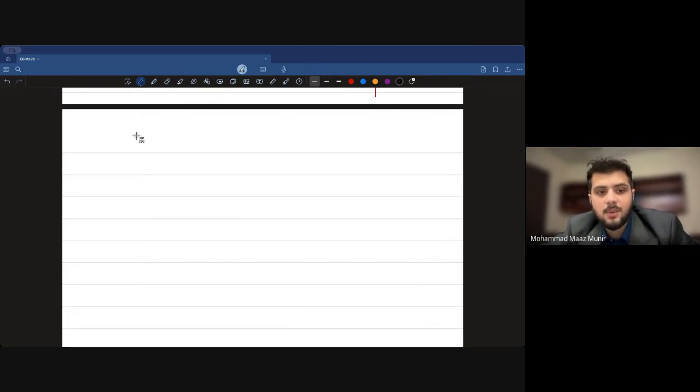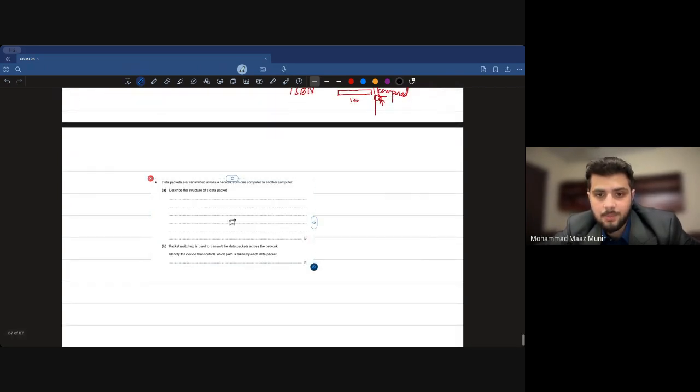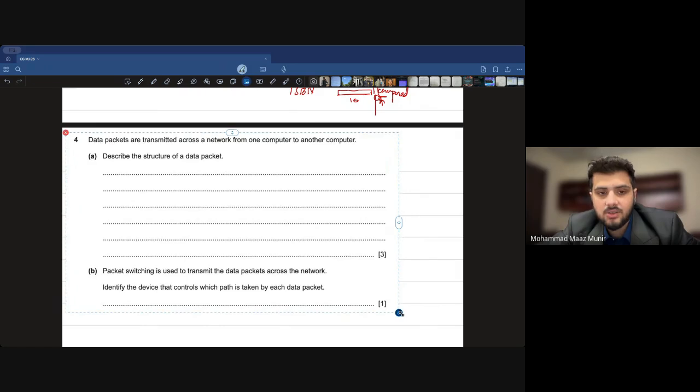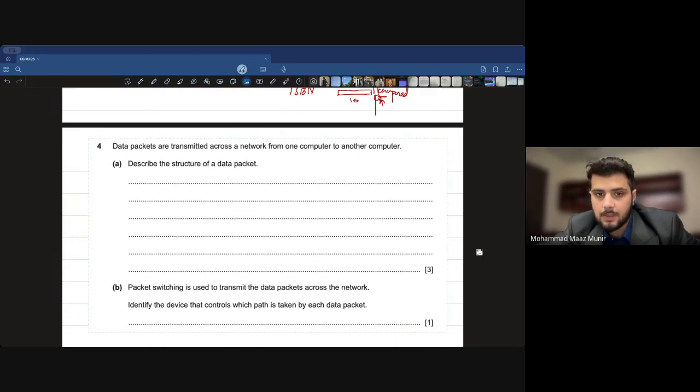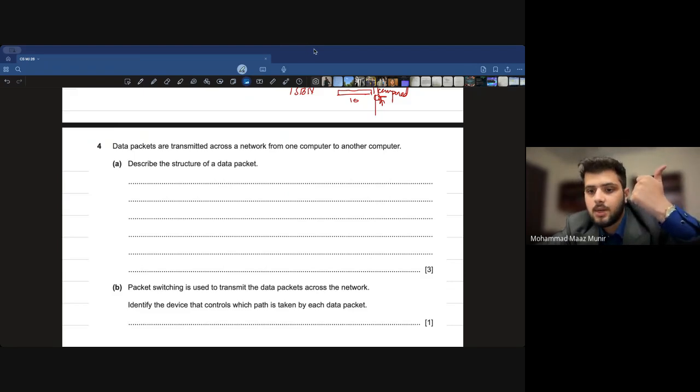So we have a question up here from the summer 2024, paper number 11. Let me paste this up here. I hope you guys can see it. Now this question asks us to talk about the structure of a data packet. You guys would have remembered we had three things in a data packet. We're going to be now talking about those three things.